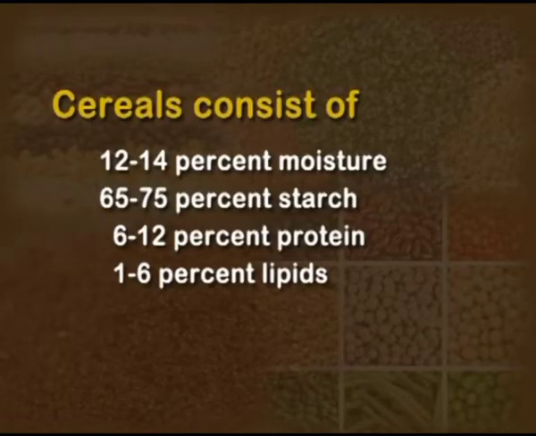Okay students, now we go on to module 2, which covers the composition and the nutritive value of cereals. Cereals are made up of 12 to 14% moisture, 65 to 75% starch, 6 to 12% protein, and 1 to 6% lipids. Mostly the gross composition of all the cereals is similar. Now, coming to the specifics, energy and carbohydrates.